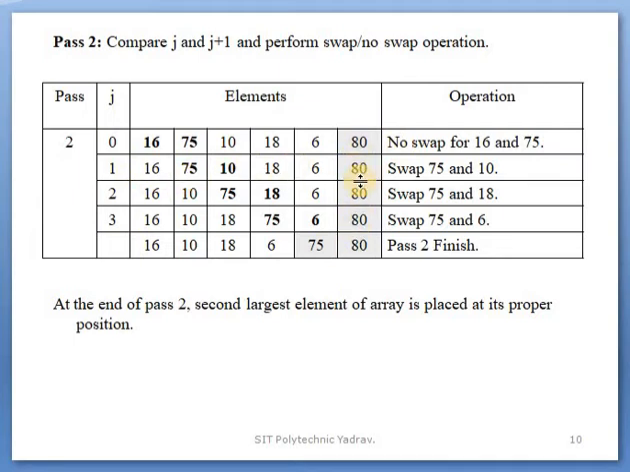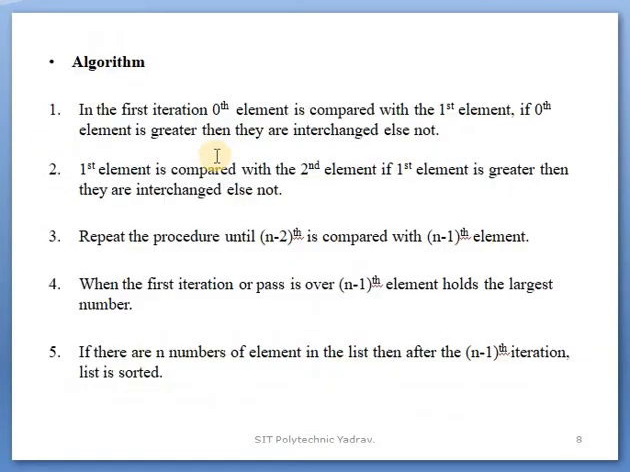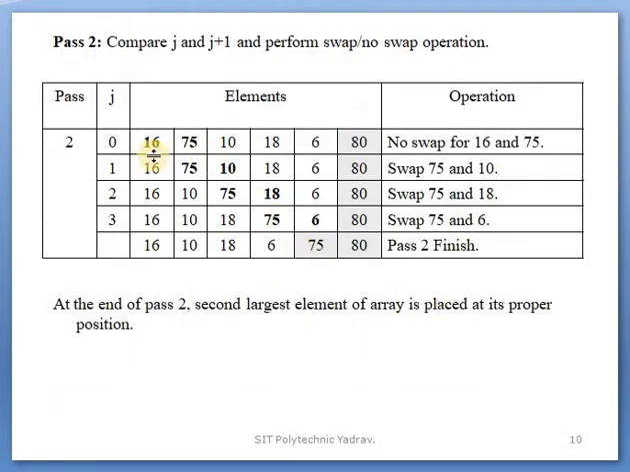This last number is fixed, so we check only up to a certain point. The syntax says n minus pass minus 1. Here n is 6 and pass is 2, so pass minus 1 is 1, and 6 minus 1 is 5. So we start with positions 0, 1, 2, 3, 4, 5.